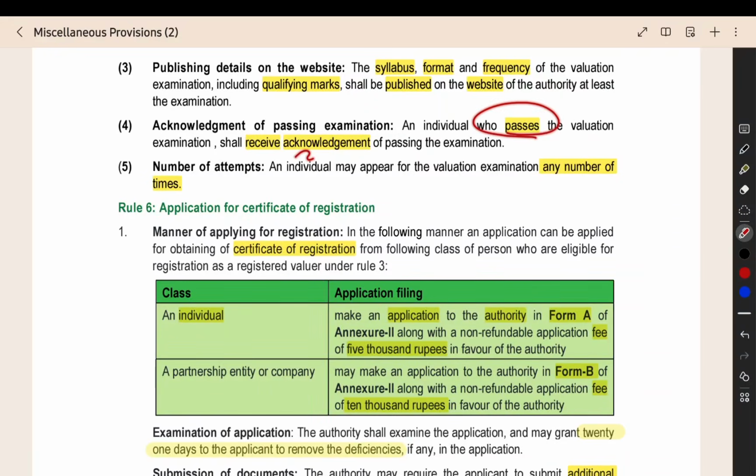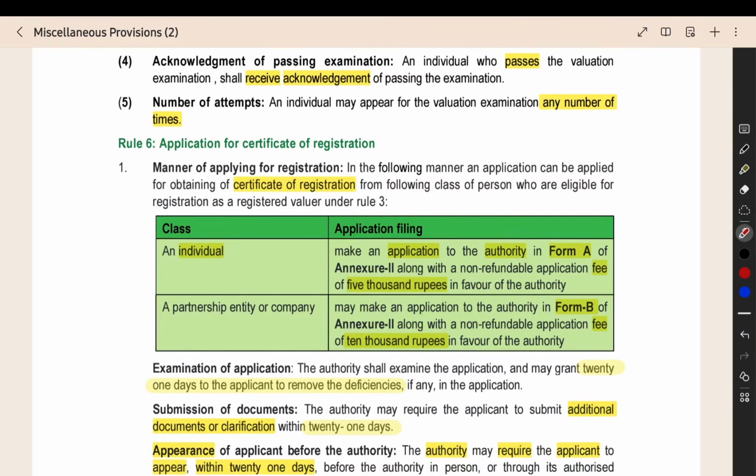Then after you clear it, you will get the acknowledgement. You can attempt it any number of times. There is no strict number like only 5 times you can write. There is nothing like that. You can write it any number of times.